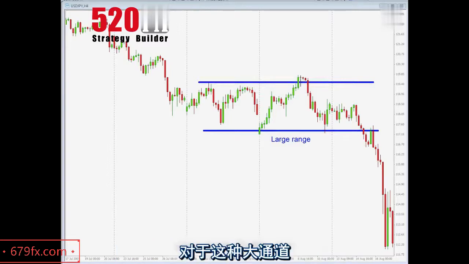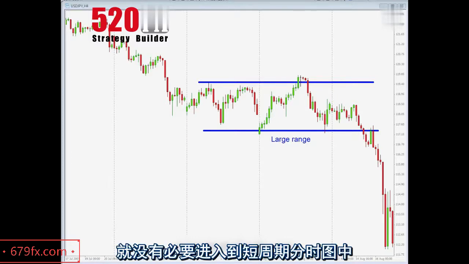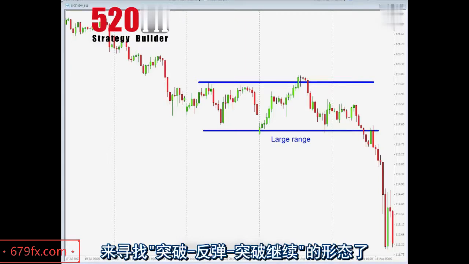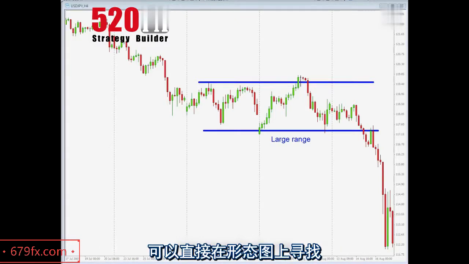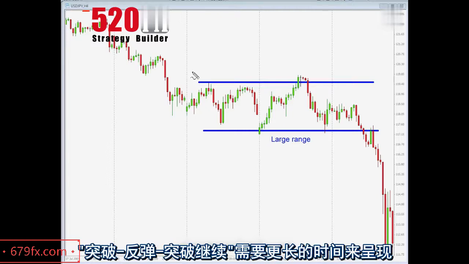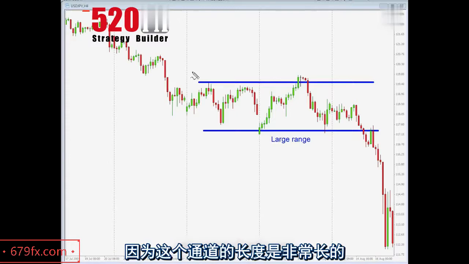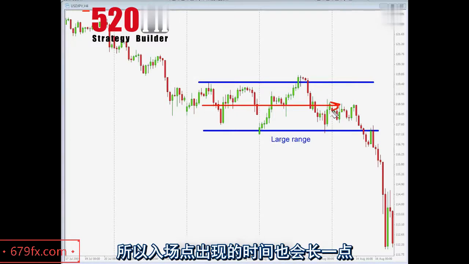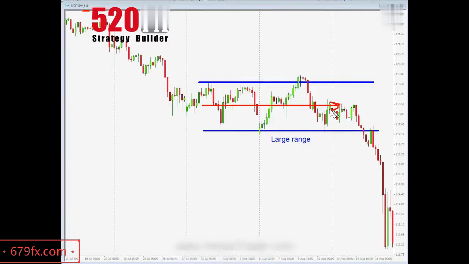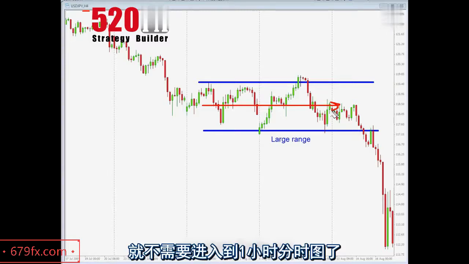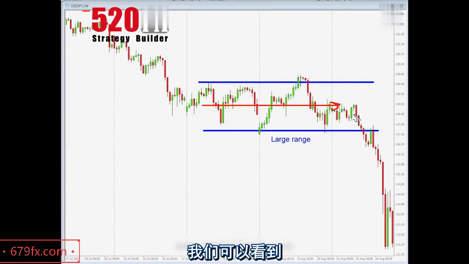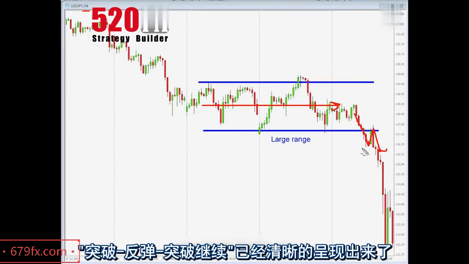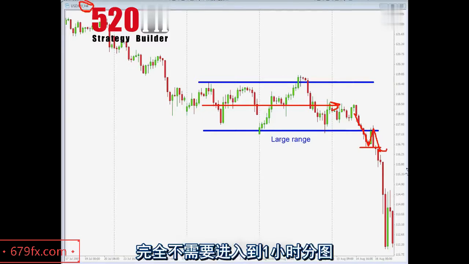Okay, in these cases, when you see a large range, there is no need to zoom in for the breakout pullback continuation. You can usually see it in the setup chart itself. Okay, this is the 4 hours time frame. In these cases, when you see such a large range, such a long area of consolidation, the breakout pullback continuation entry takes a little bit longer to unfold, because at the end of the day it's been a long range, so it just makes sense that the entry of that breakout will also take a little bit longer time to unfold. Okay, in that case, you usually, like I said, don't need to zoom into the 1 hour time frame, and indeed in this case we can clearly see the breakout pullback continuation represented in the 4 hours time frame itself. Okay, no need to zoom into the 1 hour time frame.